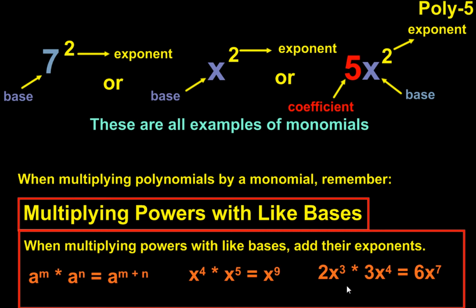In a situation like this, where we have bases and we have exponents and we have coefficients as well, we can multiply the coefficients. So 2 times 3 gives us 6. The base stays the same, and we would still add the exponents.